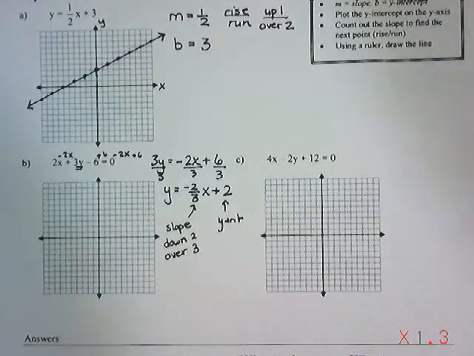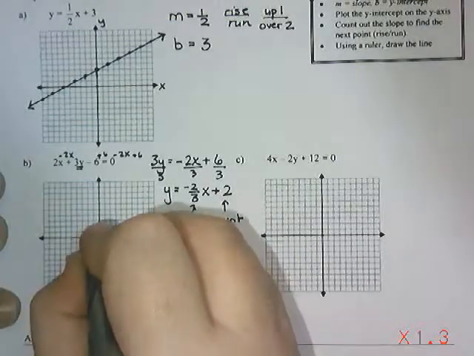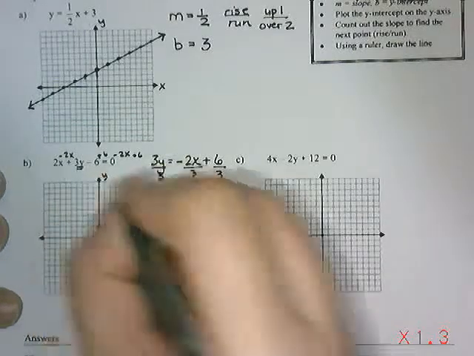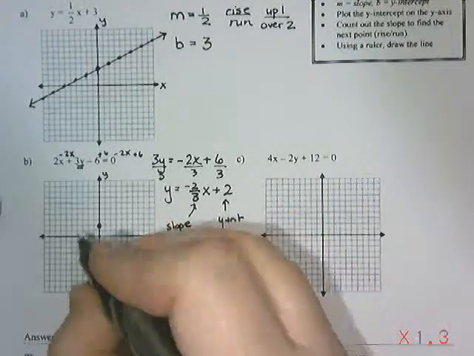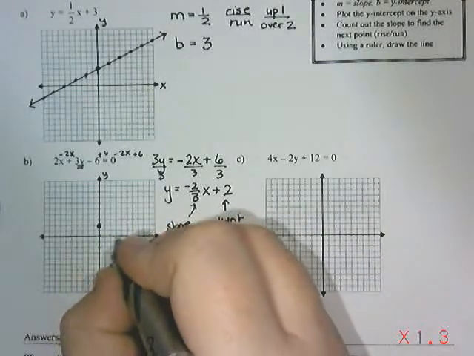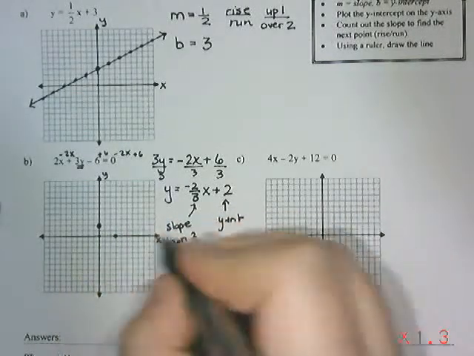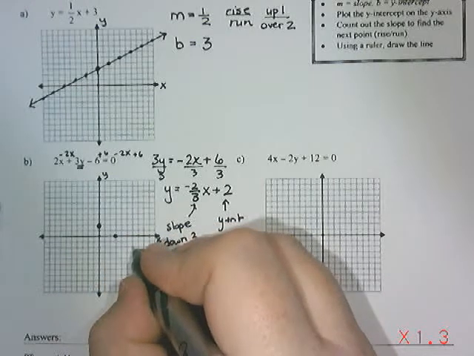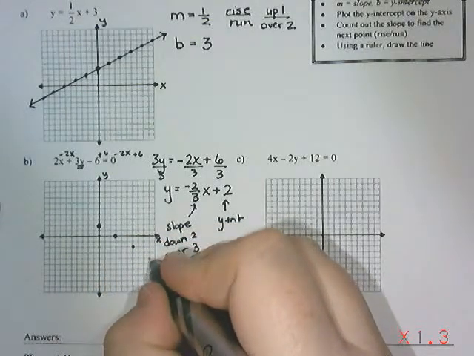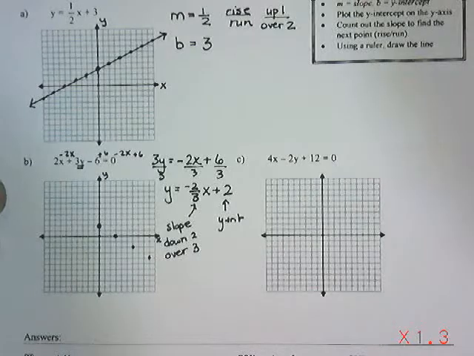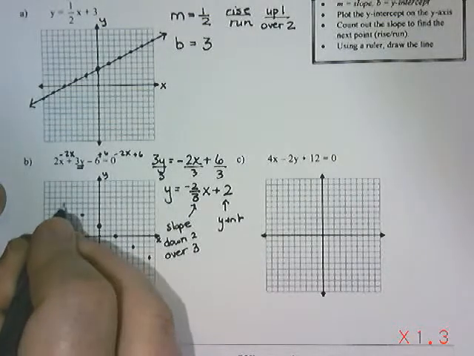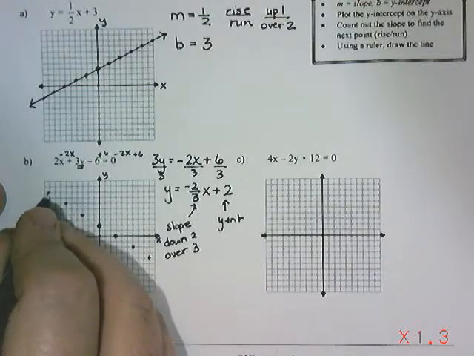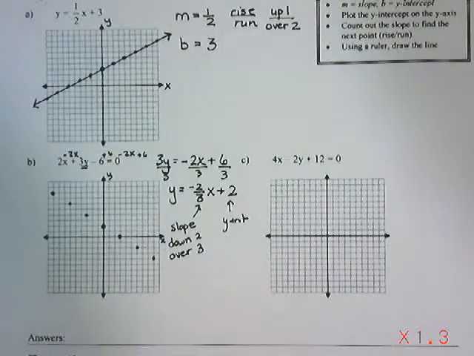So I'm going to find 2 on the y-axis, which should be right there. And then from this point, I'm going to go down 2 squares and always over to the right 3. And then down 2, over 3, down 2, over 3. And then I can continue the same pattern in reverse going this way. And then take my ruler and draw a line.